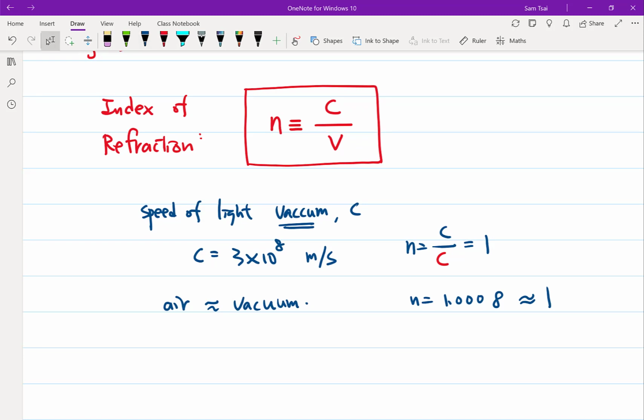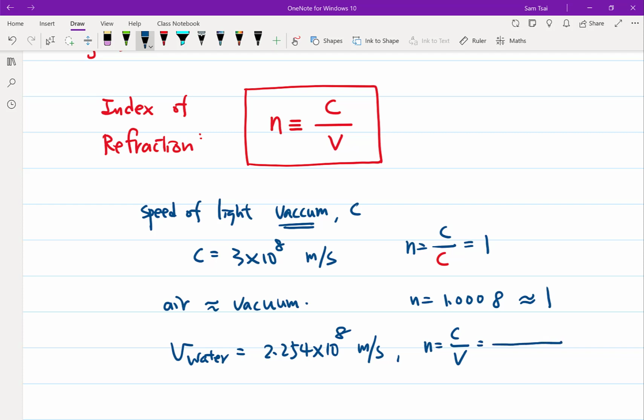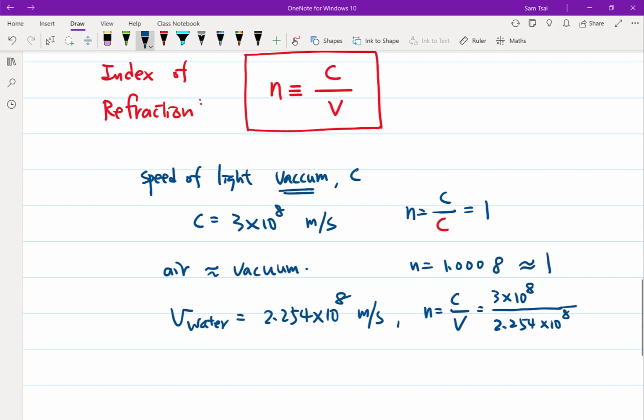But if we go to water, the speed by measurement is 2.254 times 10 to the power of 8 meters per second. If you put this number into our definition, n equals c over v, so you put it here. c is the speed of light, 3 times 10 to the power of 8 in vacuum, and in water it is 2.254 times 10 to the power of 8. Then you use the calculator and you get the number 1.330.